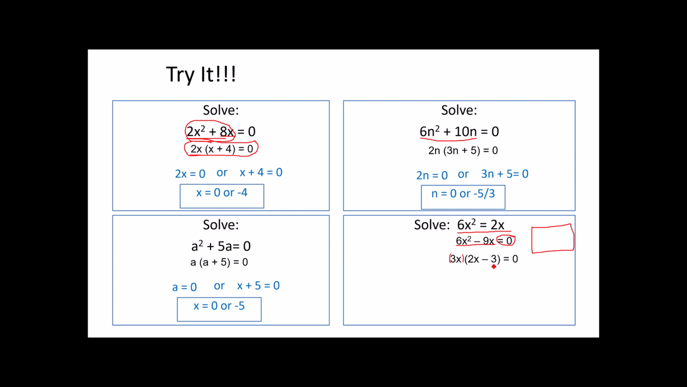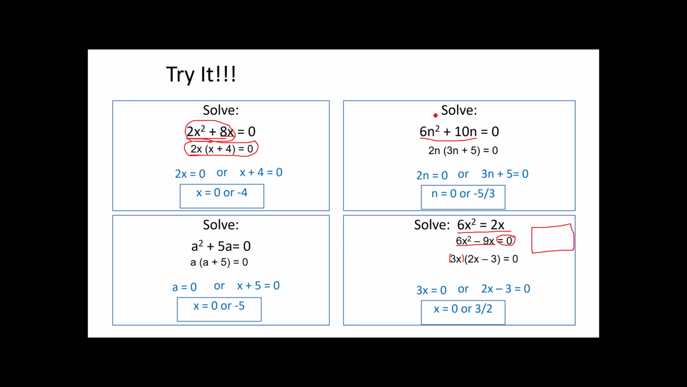3x times 2x minus 3 equals 0. That means either the 3x is a 0 or the 2x minus 3 is a 0. We solve both of those and we come up with 0 or 3 halves. That's the basic idea for today.